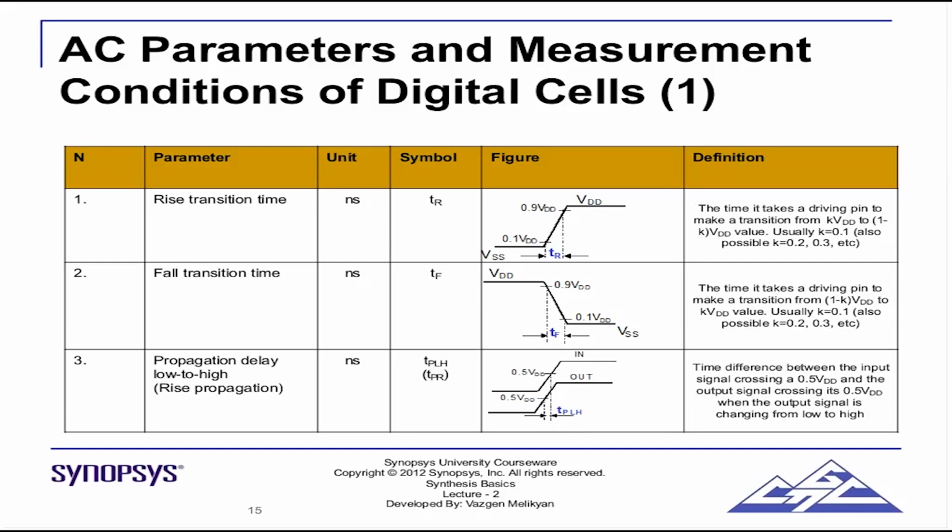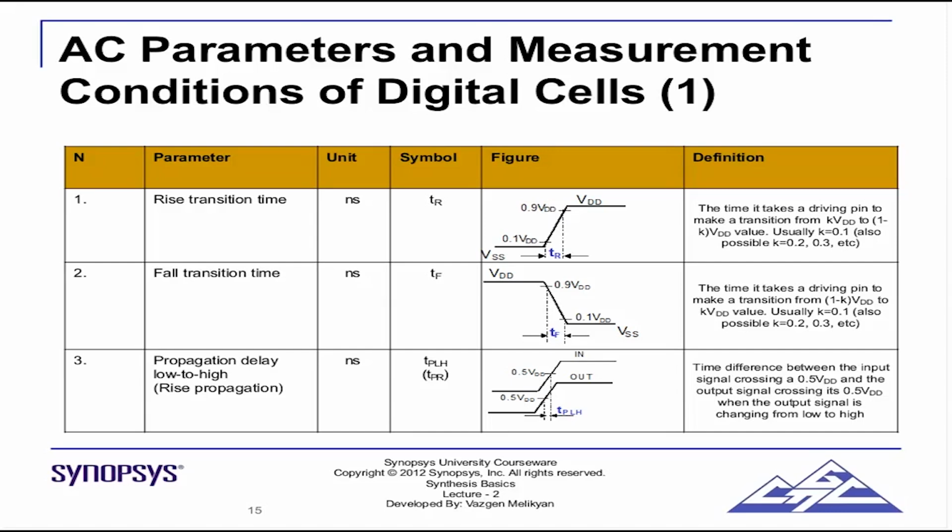Now the 0.1 and 0.9, we call this 1090. You could also have a 2080 or a 3070. It's just a convention. Usually it is fixed for a particular library or a particular technology. Definition: the time it takes for a driving pin to make a transition from k VDD to 1 minus k VDD. Usually k is 0.1, as I told, and we call it 1090. If k is 0.2, it is 2080, and so on.